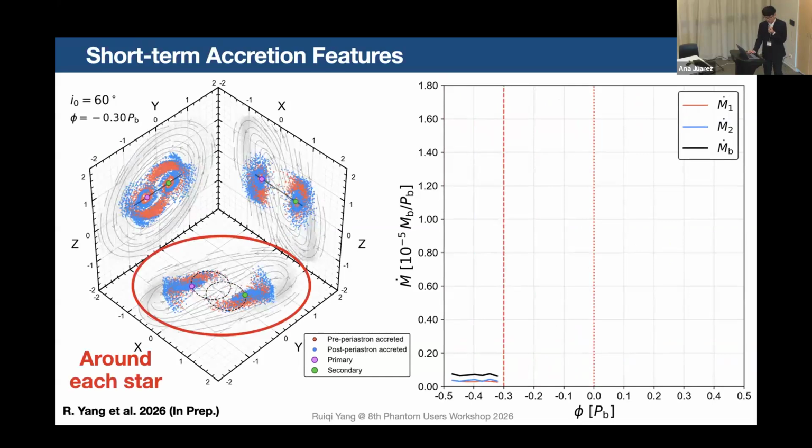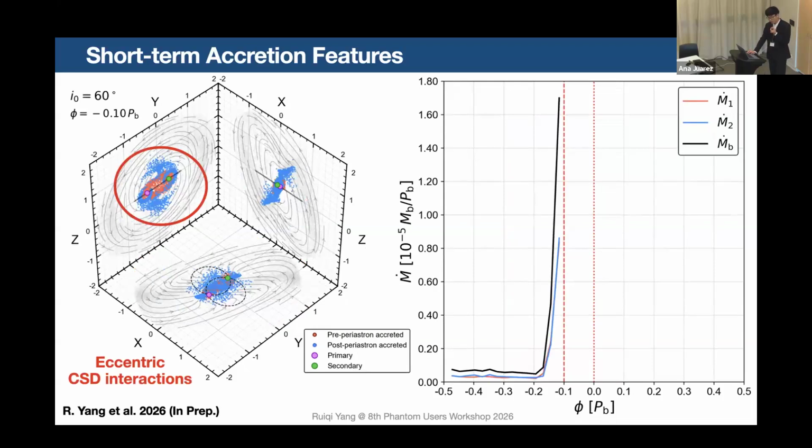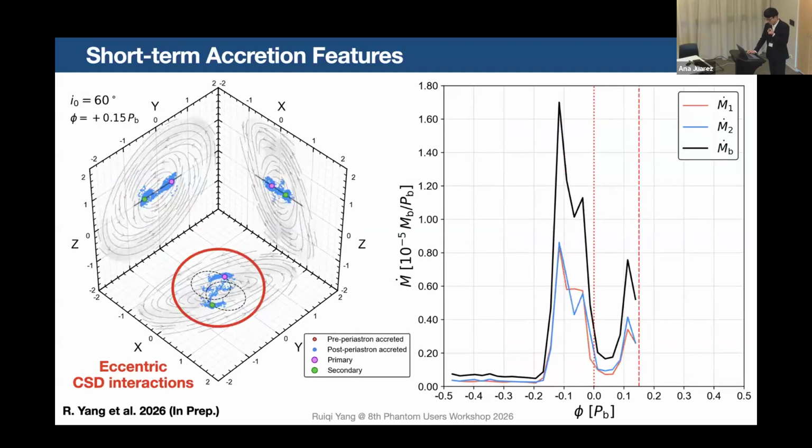Okay. So if we look at the snapshot, before periastron, the particles that are created have already bounded to each individual star, and with evolution to the phase at about minus 0.1 PB, the two circumstellar disks will interact strongly and become eccentric. And also you can see there's a bridge structure between two circumstellar disks, and the accretion rate increases. After periastron, at around 0.15 PB phase, the two circumstellar disks also interact and become eccentric, but the number of the particles created after periastron is smaller than the particles created before periastron. So this case shows the pre-periastron dominant accretion.